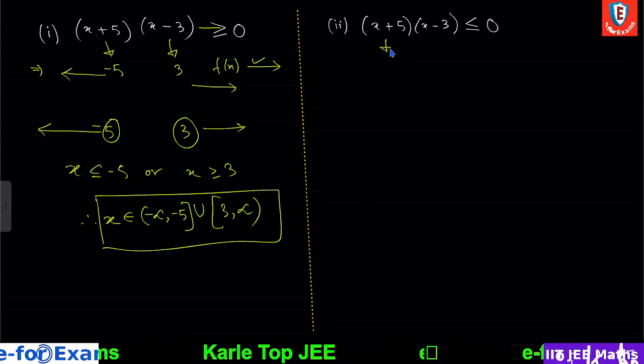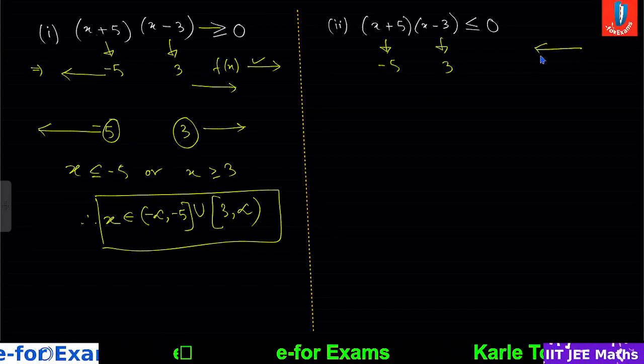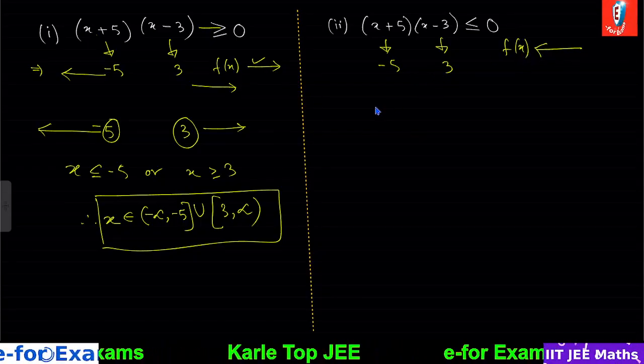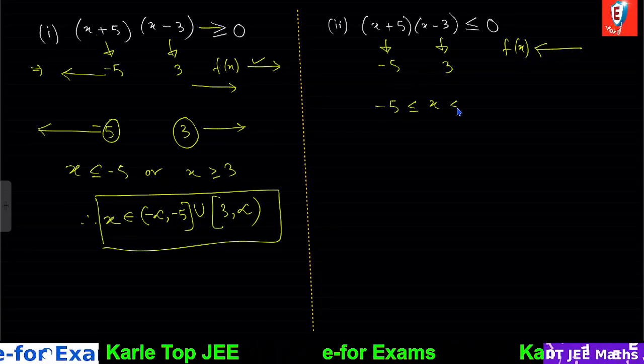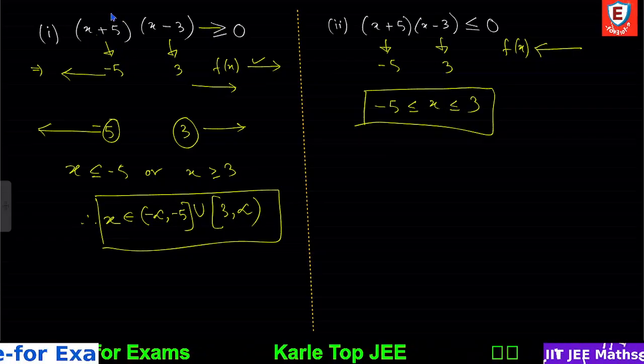Here in this case, minus 5 and 3. Here, arrow is coming towards the function. So, x will be between these two. Minus 5 less than or equal to x less than or equal to 3. Directly we can conclude, when we see only 2 brackets.